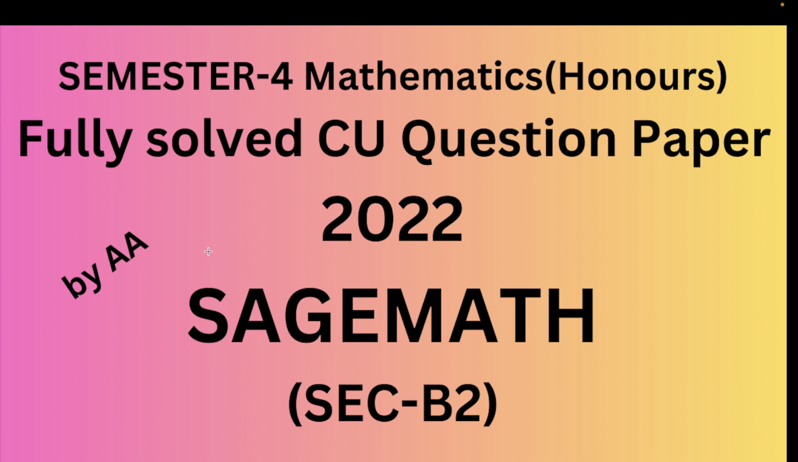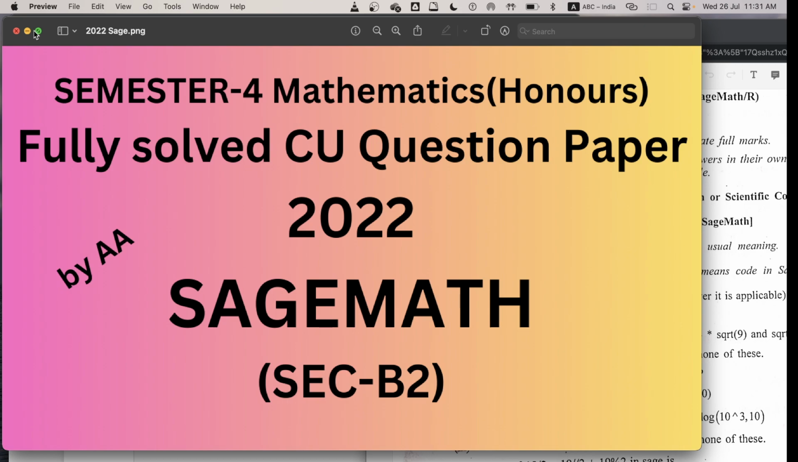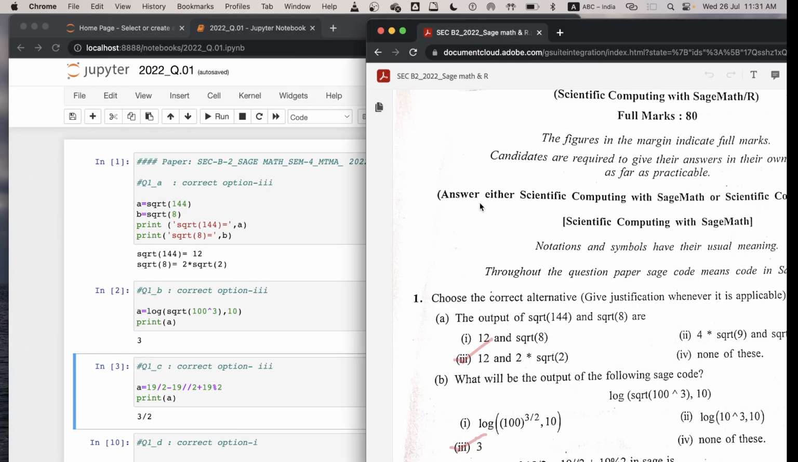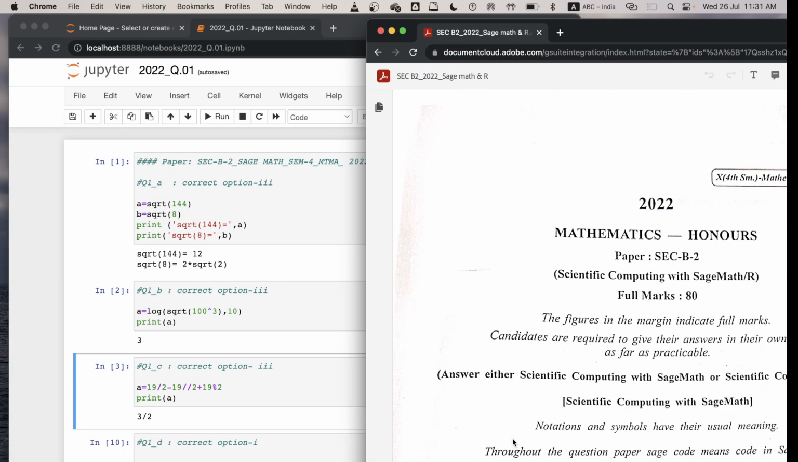Now we discuss a few question papers on SageMath, year 2022, semester 4, Mathematics Honors, paper ACC B2. This is the question paper.